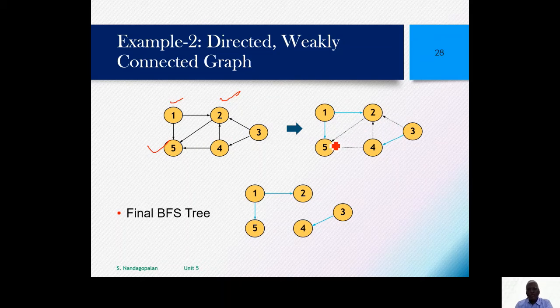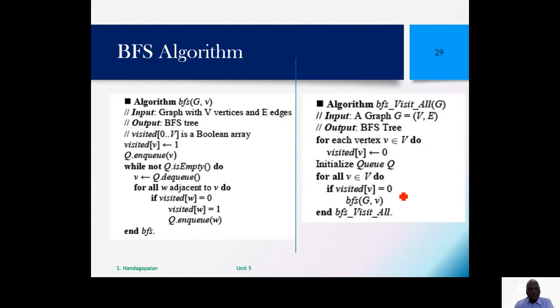So the dotted line indicates a back edge. You can see here 1, 2, 5 is one connected component. Next, we initiate the BFS again from 3. So we get 3, 4. This is another connected component. So we need to initiate this twice in order to get all the connected components. Similarly, the other scenarios can be shown.